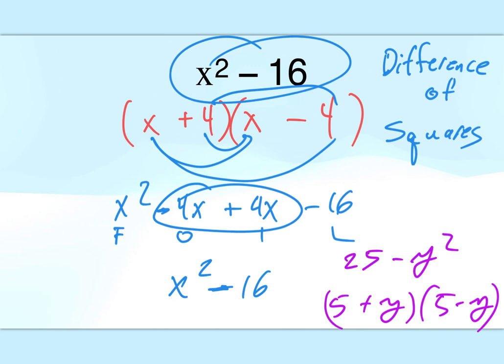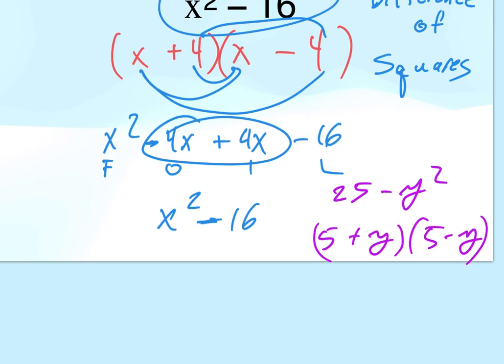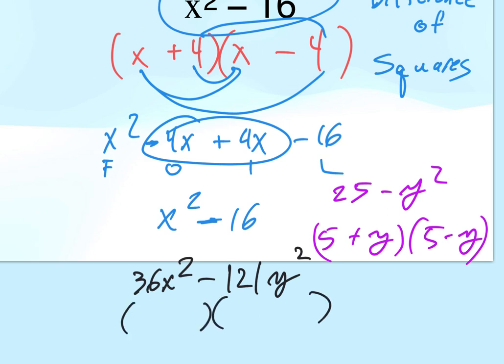And then it can get really, I say the word fun, messy. Have something like 36x squared minus 121y squared. All right, all of those are squares. It's going to be 6x and 6x. It's going to be 11y and 11y. One of them's plus, one of them's minus.